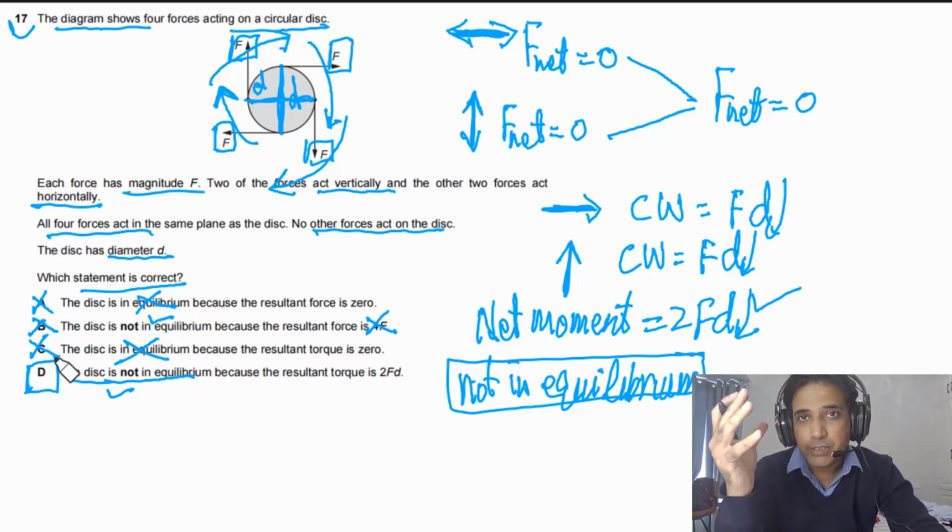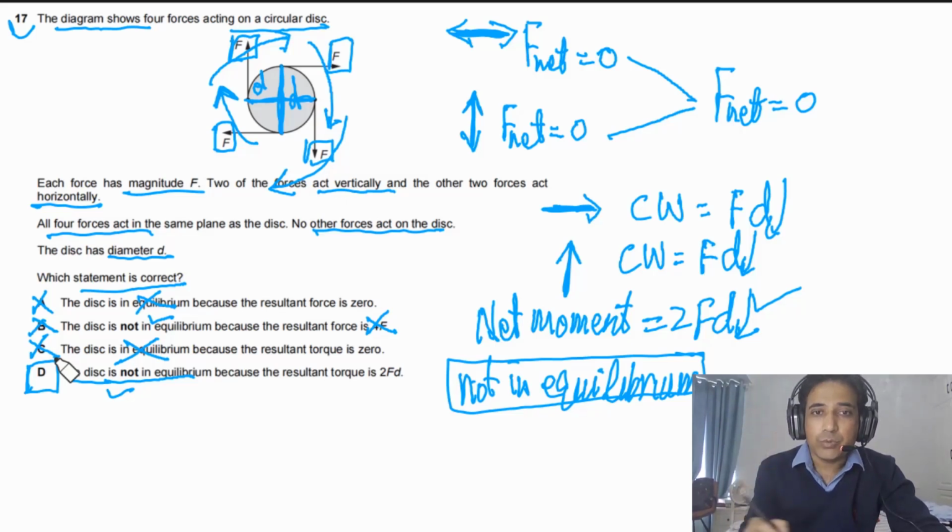So this is a way you can answer. This question is about equilibrium, so we need to look at forces. Net force means the forces in all directions. Net force should be 0, and the moment about any point also has to be equal to 0.